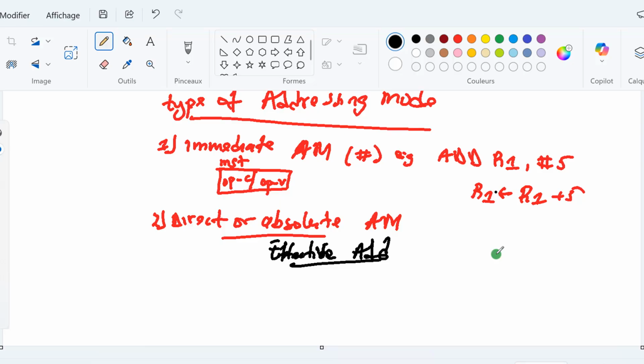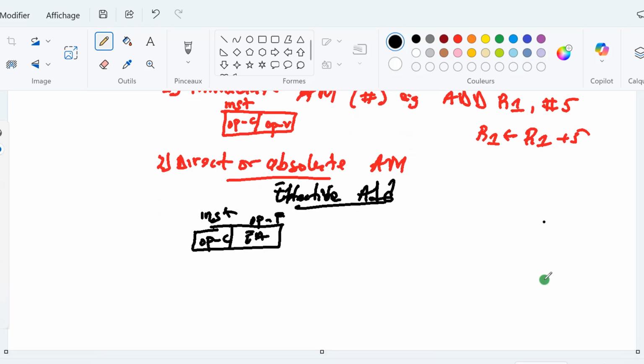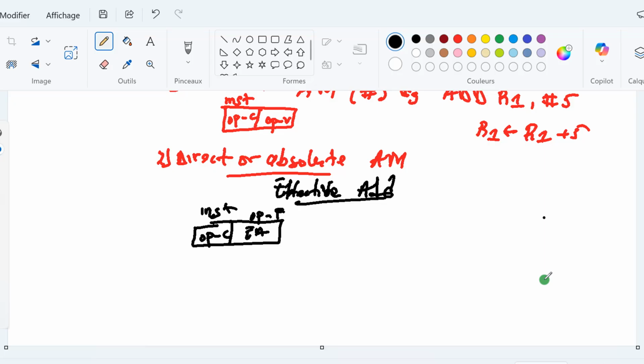Now let me draw it for you to get it well. This is my instruction here. Here you have your opcode normally. Now at the level of the operand field, you do not have the operand value here, no, but you have the effective address. And this effective address is the address in memory. This is your memory here. And it's inside this memory that you have your operand value, and that operand value is at the address EA.